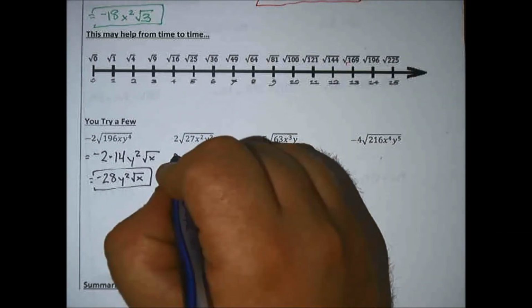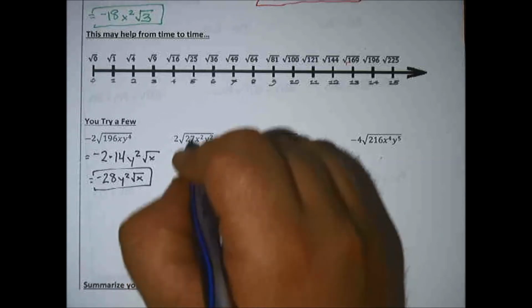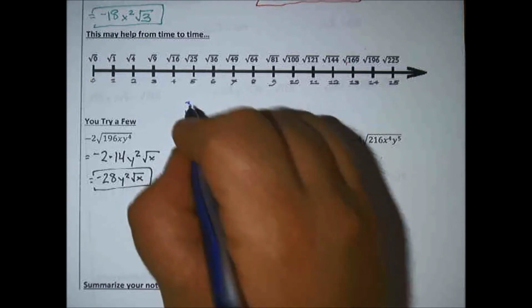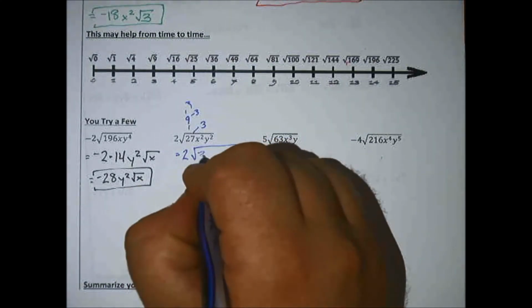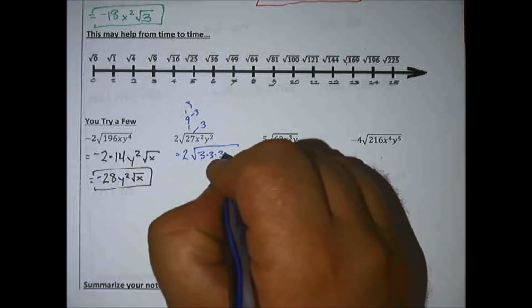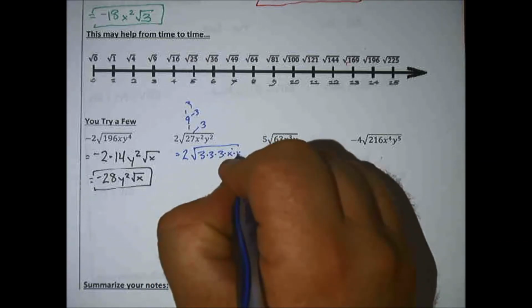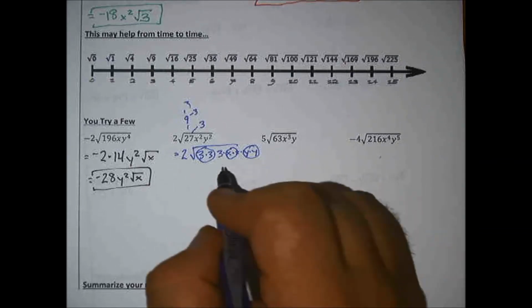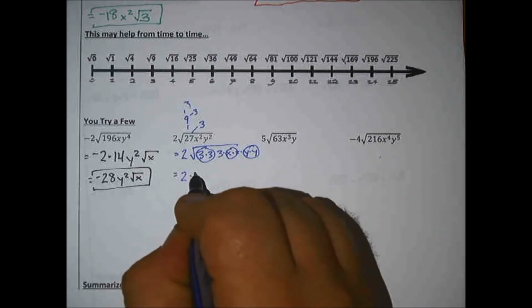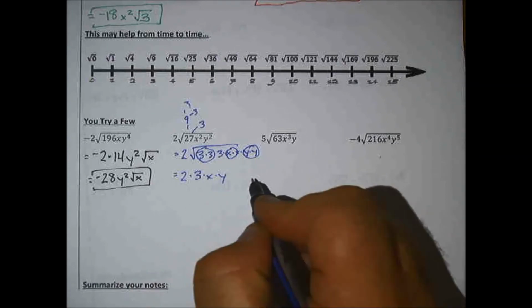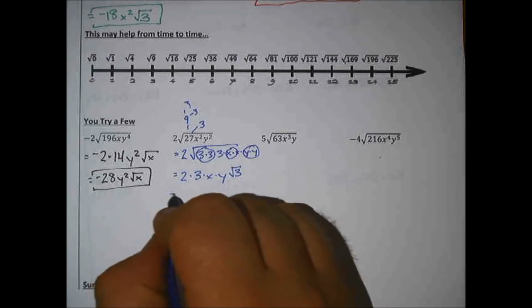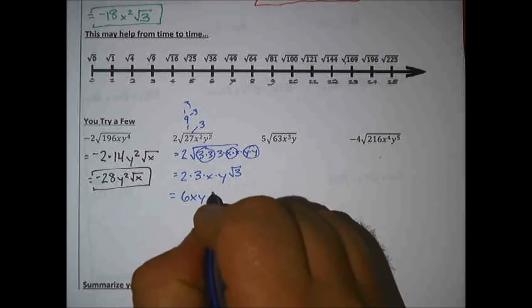All right, let's look at the next one. I have a 2 outside. That's going to hang out there. 27, that's 3 times 9, and that's 3 times 3. So maybe you get 3 times 3 times 3 times x times y times y. If you have to write it out like that, you can. Find your exit buddies and see what's left over. Okay, so we get 2 times 3 times x times y, all outside. What's left over? A sad little 3. So we get 6xy square root 3.